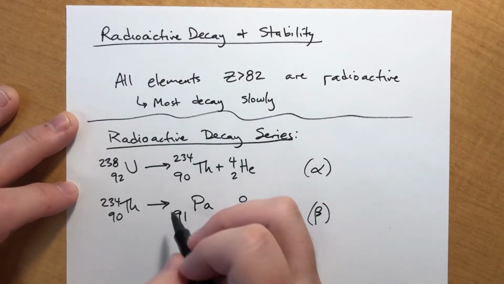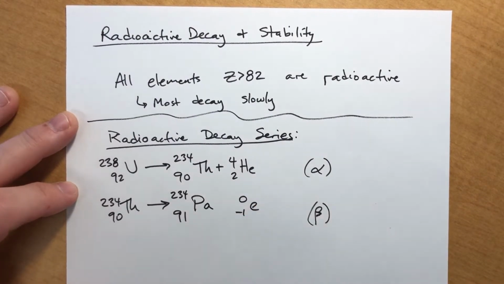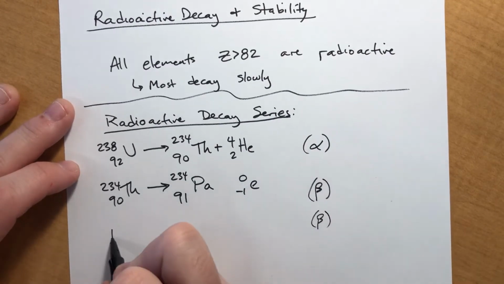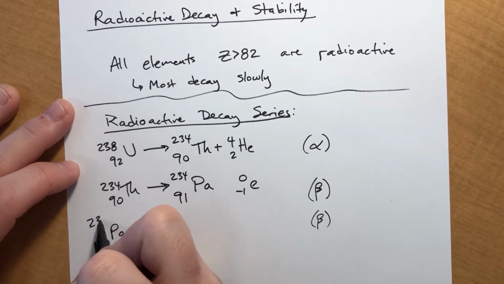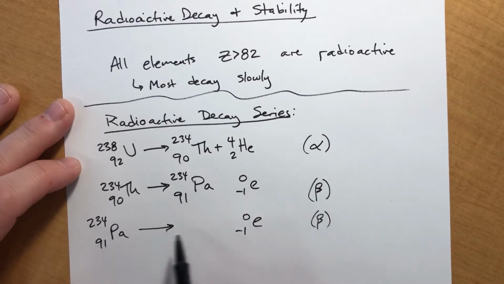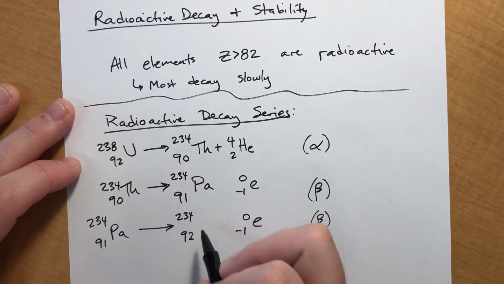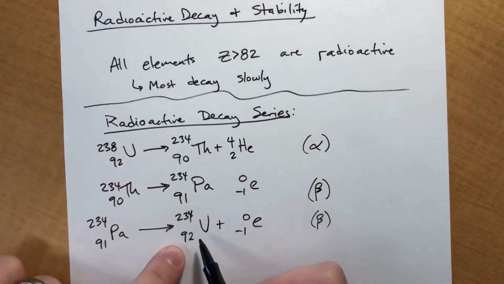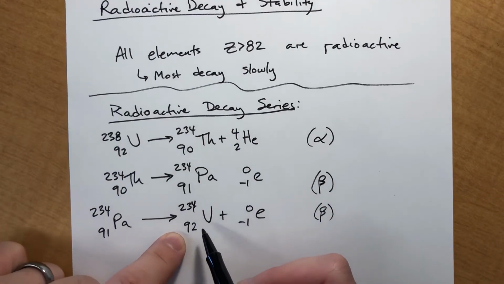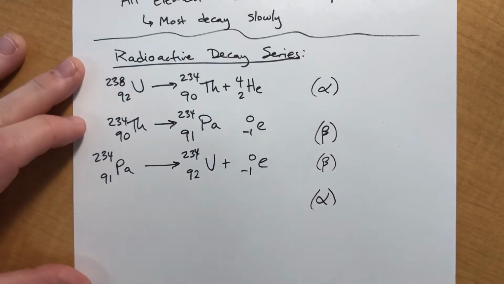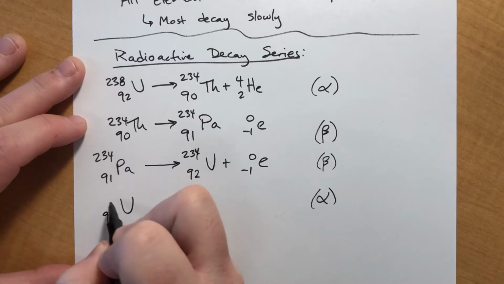Some of these elements we'd never see otherwise. Okay. Turns out that protactinium is also a beta particle emitter. So same idea. And what we end up with is this is still a 234, but this is now a 92, which is back to uranium. And it turns out that uranium-234 is another isotope that's possible. It's also a pretty common alpha particle emitter. So on and so forth.